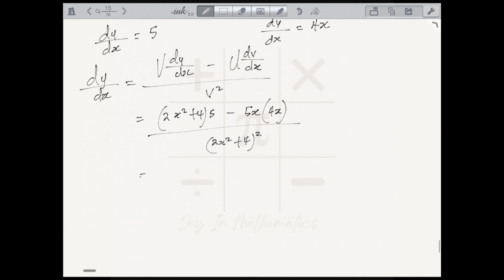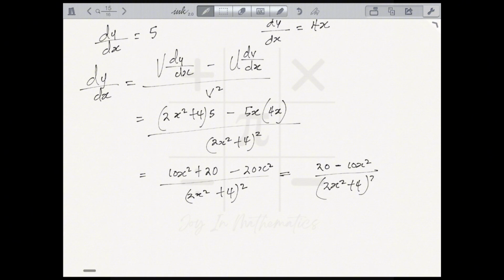Now let's simplify further the numerator. We have 10x squared plus 20 minus 20x squared, divided by 2x squared plus 4, all squared. And this, we will have 20 minus 10x squared, divided by 2x squared plus 4, all squared.